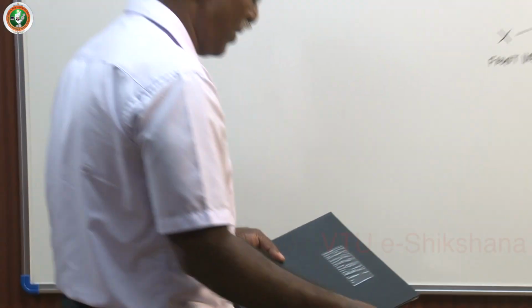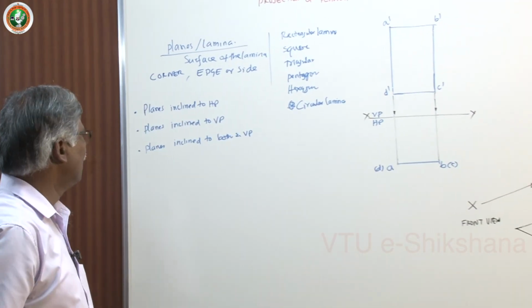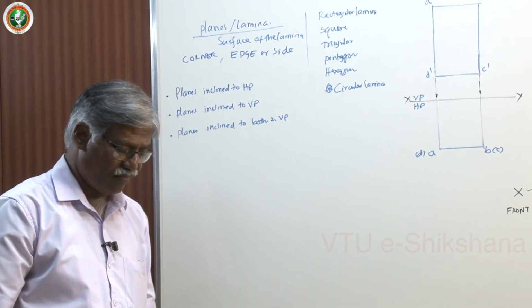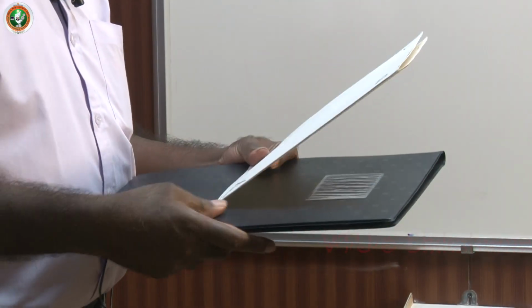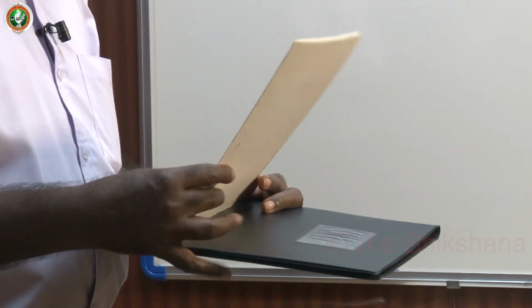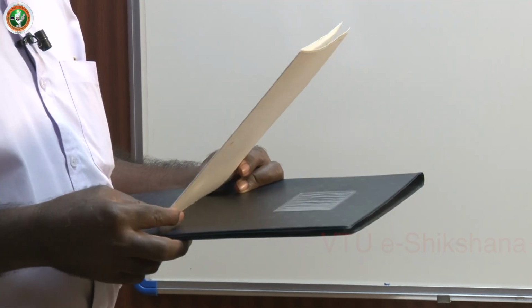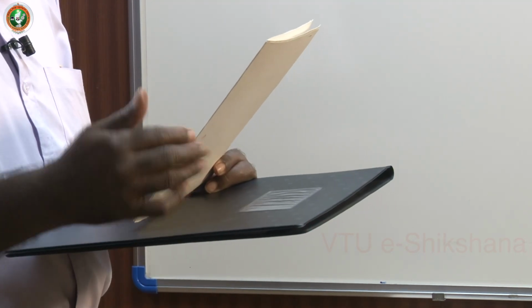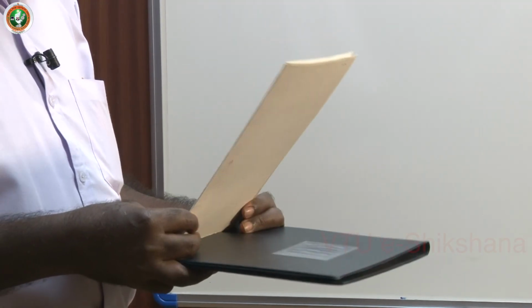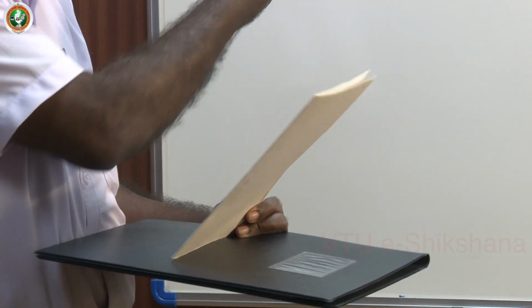Now let me take a simple discussion on the first type of planes, inclined to HP. See, this is the plane. I have the horizontal plane. I can give this position. The lamina is inclined to HP only. Inclined to HP only. So now in this position, the surface of the lamina is perpendicular to VP.